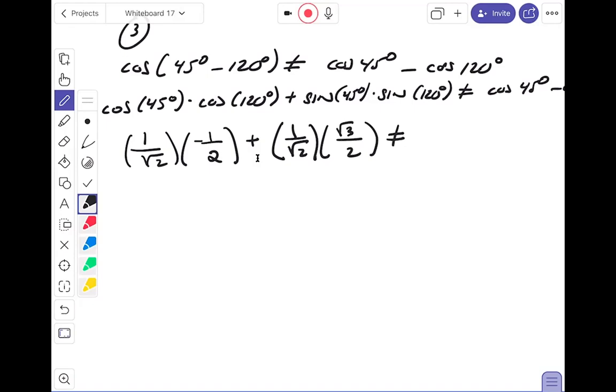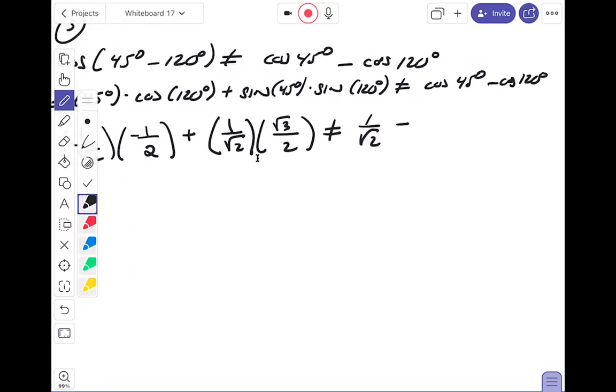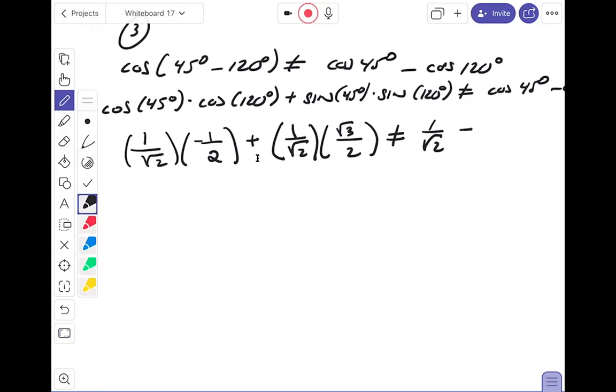All right, I'm going to do cosine 45 degrees. I can see that, 1 over root 2 minus, I can't remember what's there. Oh, it's cosine of 120. I think I just did that. That's minus 1/2. All right, let me see if I can do the arithmetic now.